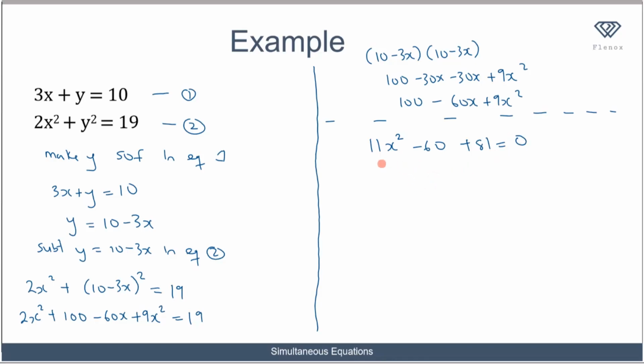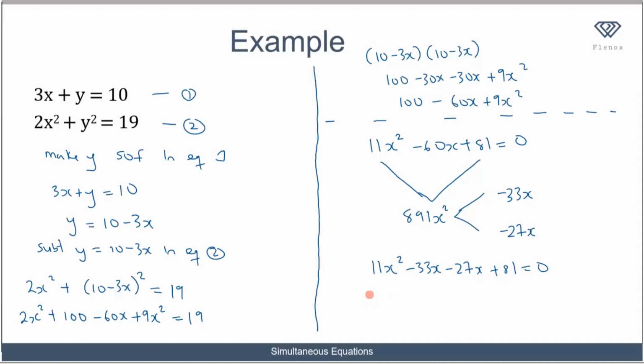So now I solve this normally with the use of my knowledge of solving quadratic equations. When I multiply these two terms, I have 891x squared. So what two numbers multiply together to give this, and when I add them, I get minus 60x? If you check carefully, you see that they are minus 33x and minus 27x. So I can substitute it here, and that becomes 11x squared minus 33x minus 27x plus 81 is equal to 0.